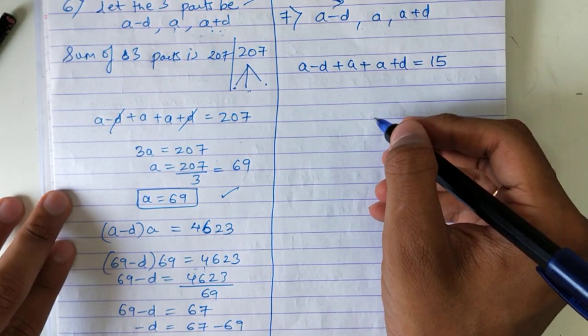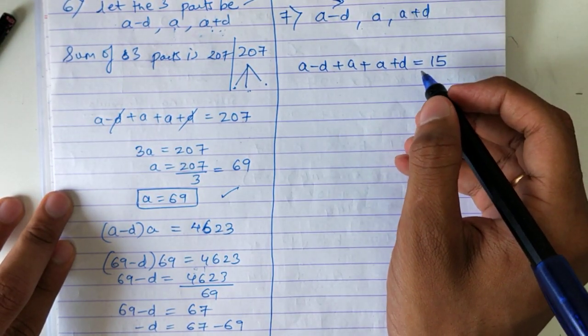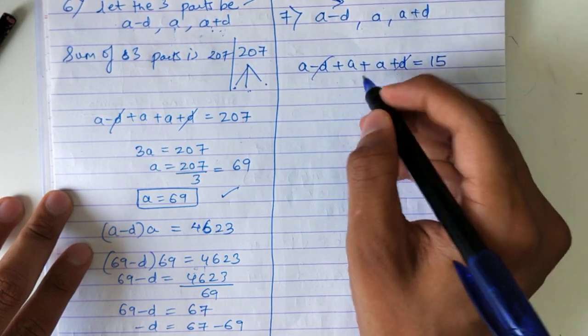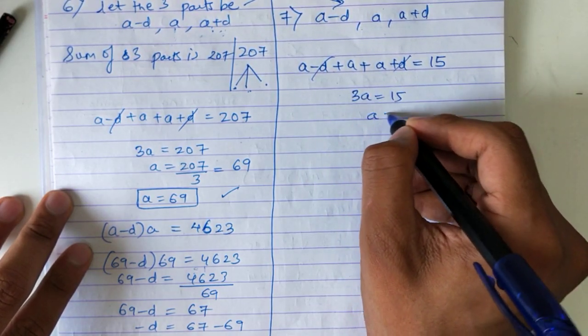Correct. Sum of the squares. Wait, first let's solve this. d will get cancelled. So 3a is 15. So a is 5.